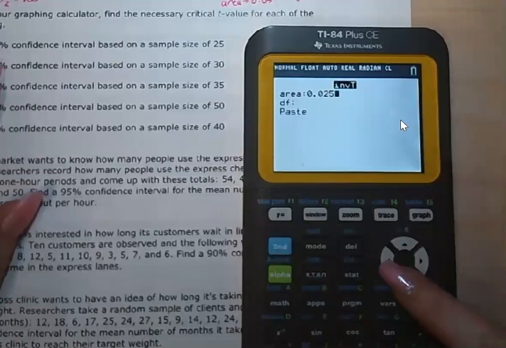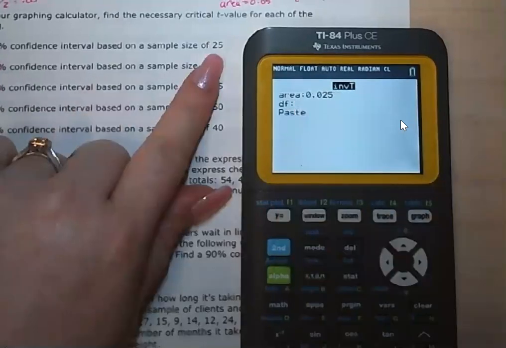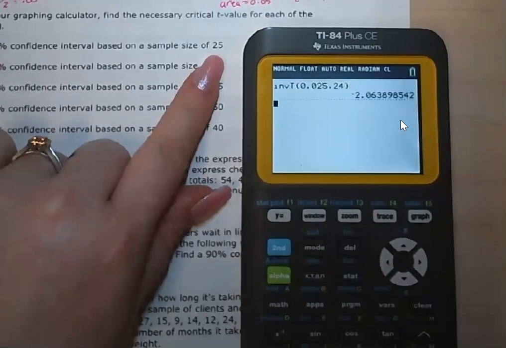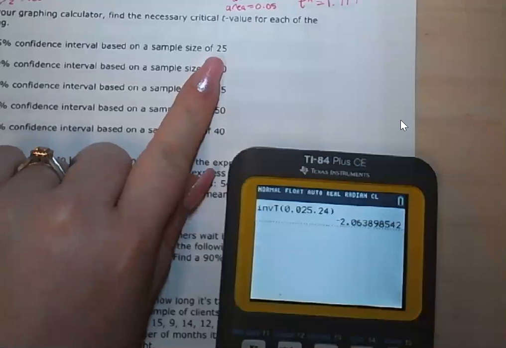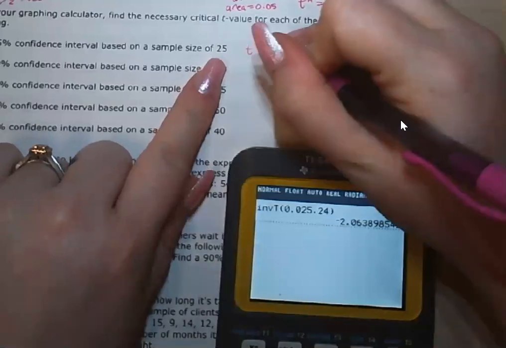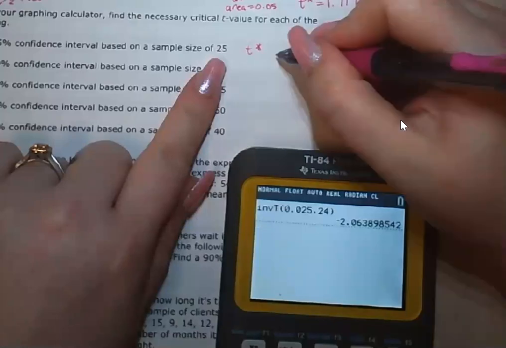So going down, degrees of freedom. Well, our sample size here is 25, so I'll subtract 1 and write 24. And enter. So that t star is positive 2.06. And I guess we left 3 decimal places up on number 1, so I'll put 3 here, 2.064.